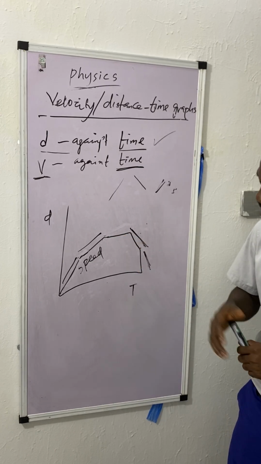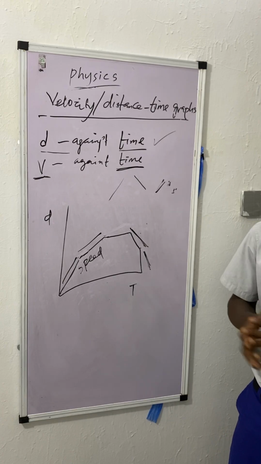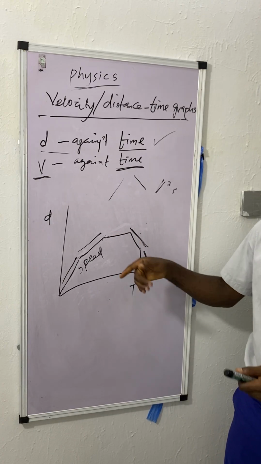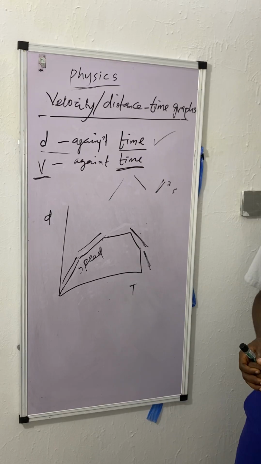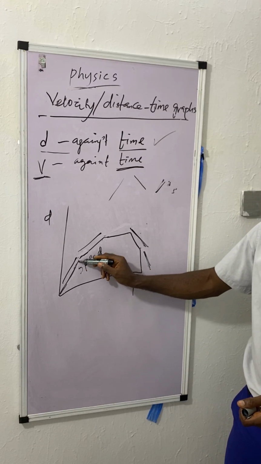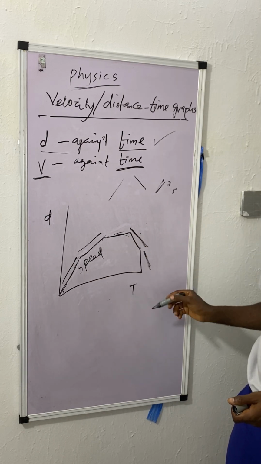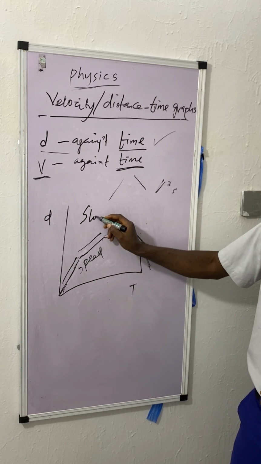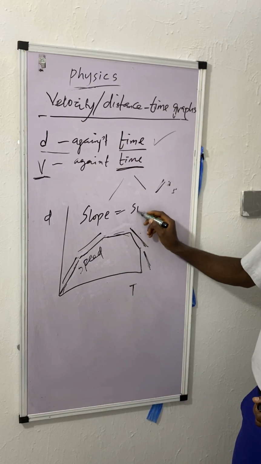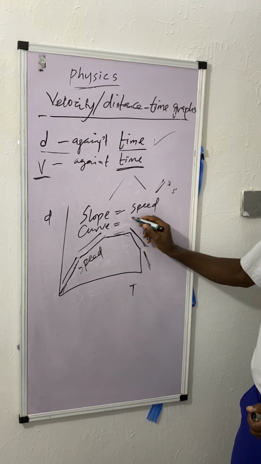For the second interpretation, the straight line is known as the constant speed or the uniform speed. We already talked about that. And this curve is known as the acceleration. So a curve like this is known as acceleration. So slope is equal to speed, and the curve is equal to acceleration.